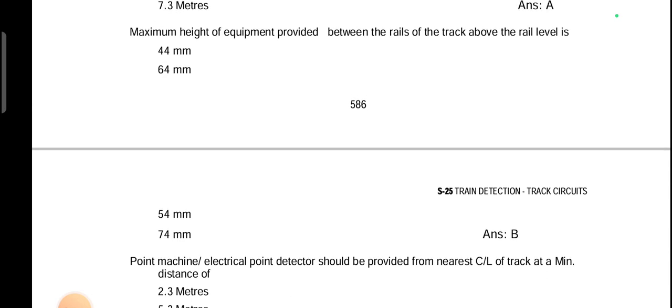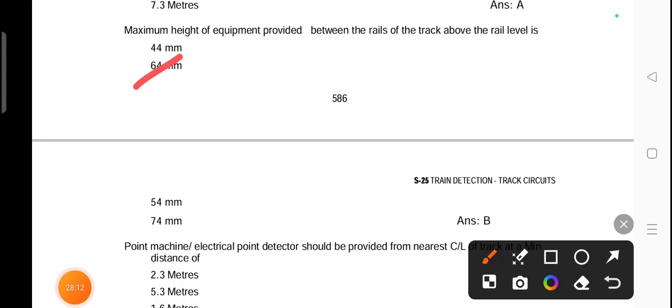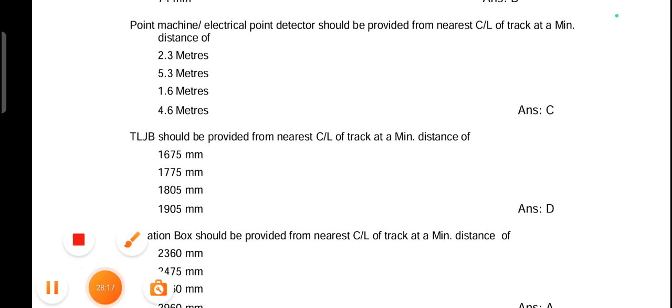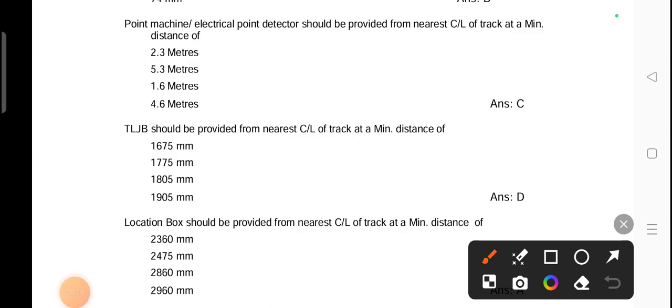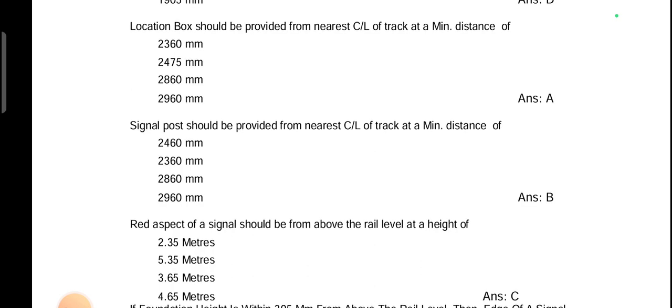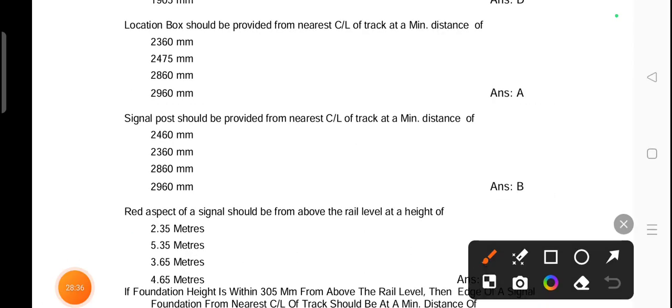Maximum height of equipment provided between the rails of the track above the rail level is 64 mm. Point machine or electrical point detector should be provided from nearest center line of track at a minimum distance of 1.6 meters. TLJB should be provided from nearest center line of track at a minimum distance of 1905 mm.